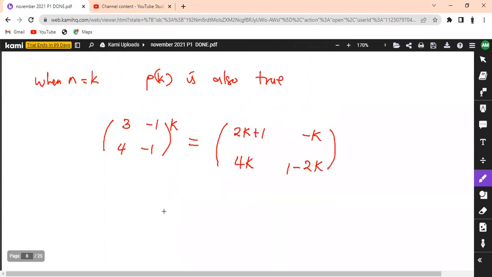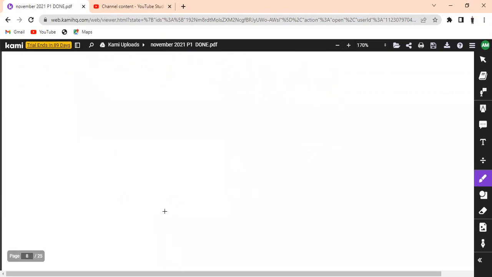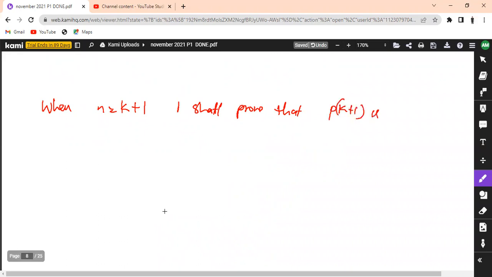Then let's move on to when n is equal to k plus 1. We want to see on this part that when n is equal to k plus 1, everything must be true. So we are going to prove this, and you can just write: I shall prove that P(k+1) is also true. All right, so let's see what you're going to have in this case.